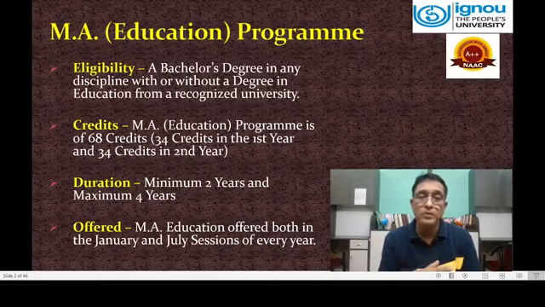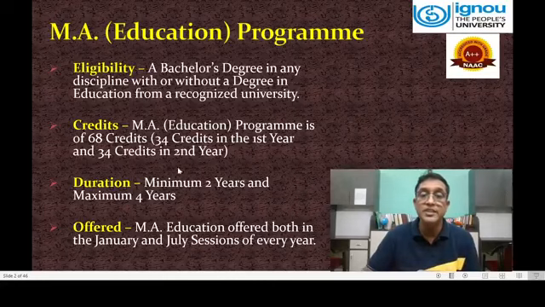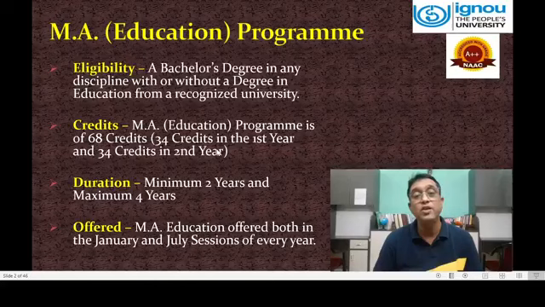Let me focus upon some of the important aspects of the MA education program. First of all, so far as eligibility of this program is concerned, a bachelor's degree in any discipline, with or without a degree in education, from a recognized university makes one eligible to pursue this program. The total credit of this program is 68.